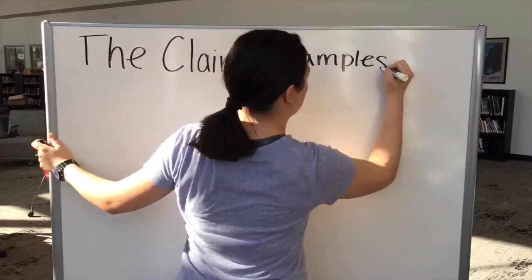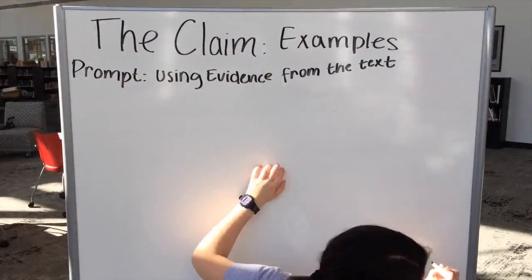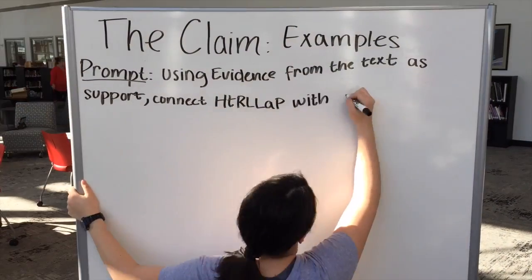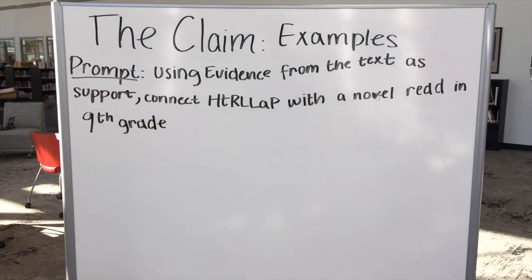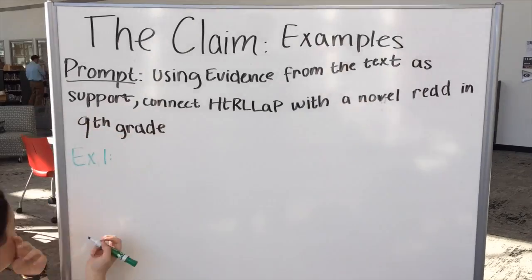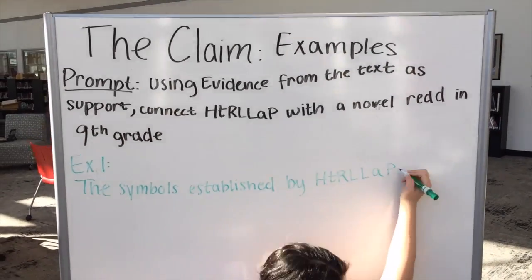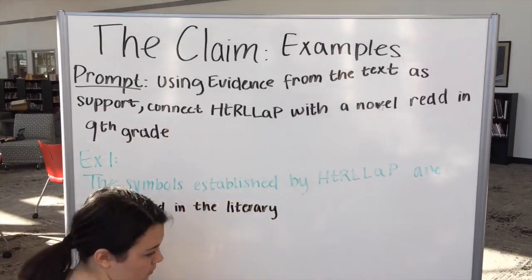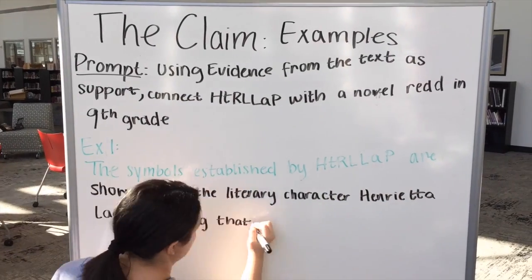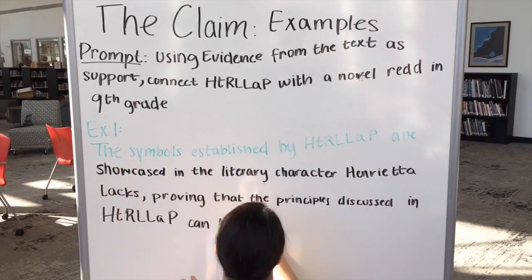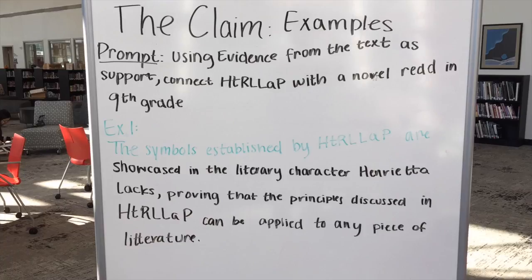Alright, now let's look at some examples. So say you're given the prompt, using evidence from the text as support, connect How to Read Literature Like a Professor with a novel read in the 9th grade. So your thesis could sound like, the symbols established by How to Read Literature Like a Professor are showcased in the literary character Henrietta Lacks, proving that the principles discussed in How to Read Literature Like a Professor can be applied to any piece of literature.